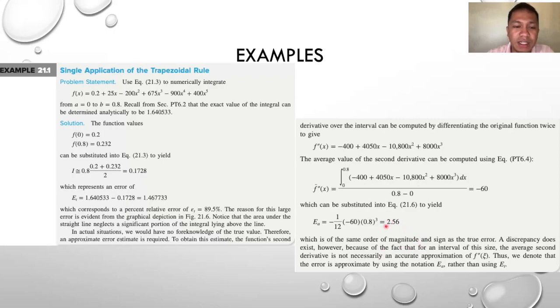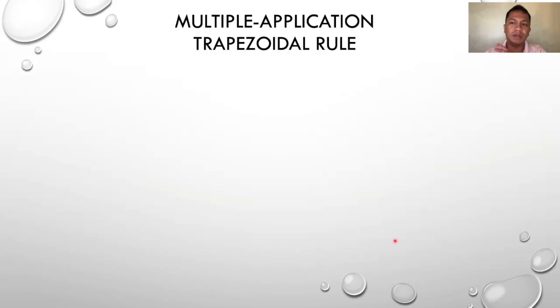A discrepancy does exist because, for an interval of this size, the average second derivative is not necessarily an accurate approximation of f double prime of xi. Thus, we denote that the error is approximate by using the notation EA rather than ET. So we'll now proceed with the multiple application of the trapezoidal rule.